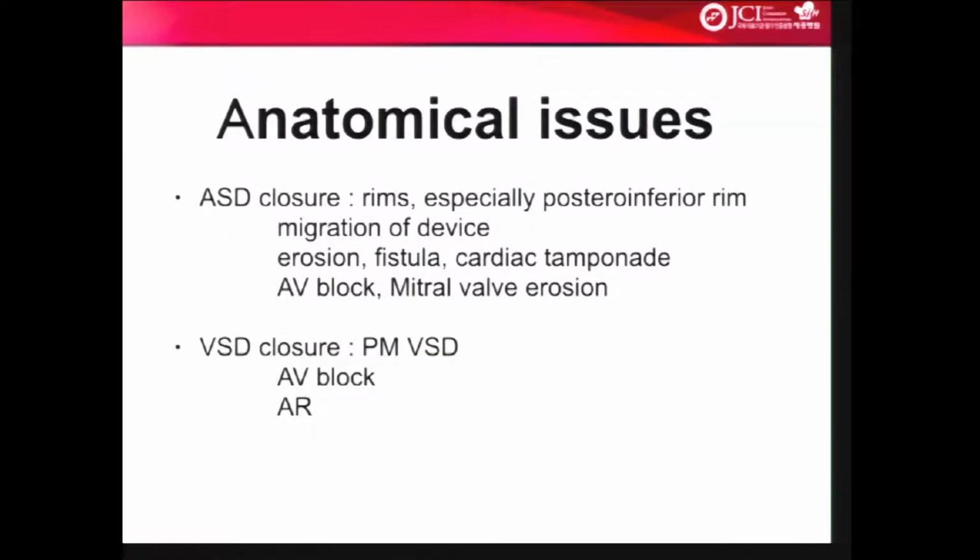The anatomical issue in ASD closure is the rim, the interatrial septal rim. The length of the rim is important. For closing of VSD, the muscular type is no problem at all, but for closing of perimembranous VSD, AV block and aortic valve regurgitation are a big issue.